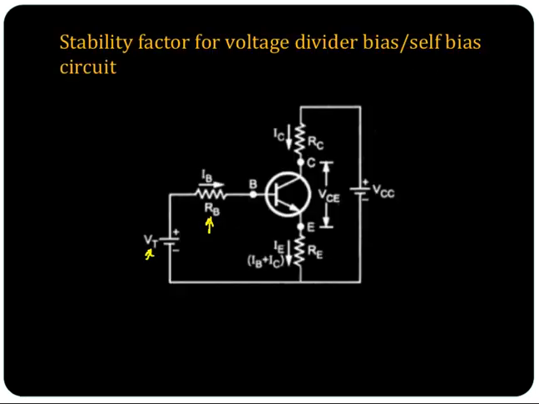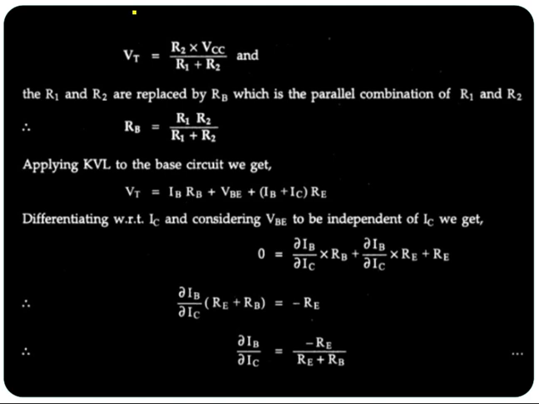You can see the circuit once again. VT equal to IB RB plus VBE plus IB plus IC into RE. So differentiating with respect to IC and considering VBE to be independent of IC, we get the VBE, we are considering it to be a constant.